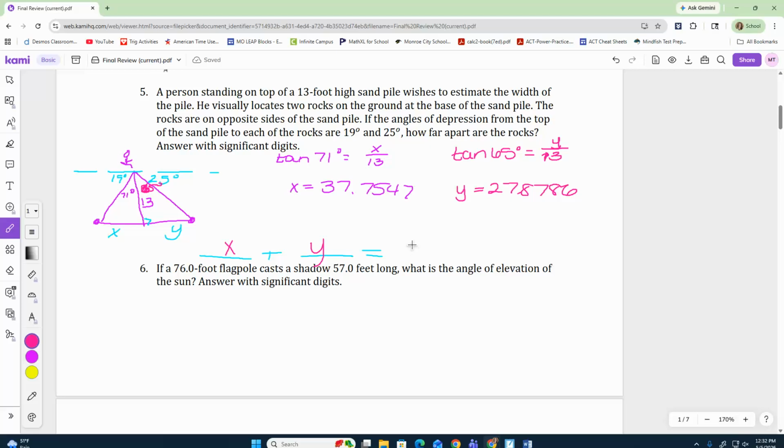I think on my answer key, I rounded to 2 decimal places because I did say give your final answer with significant digits. We can see in the problem these are all 2 significant digits, and so when you do that, it's 65.6, so 2 significant digits, we call it 66 feet.